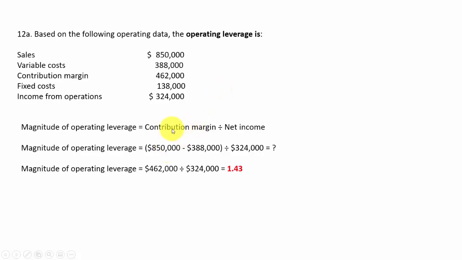This means that contribution margin was $462,000 divided by $324,000, which was the net income, and our operating leverage was 1.43. That means every time that we have $1 in sales, we have $1.43 that goes towards profit.